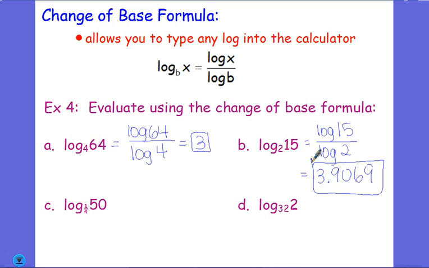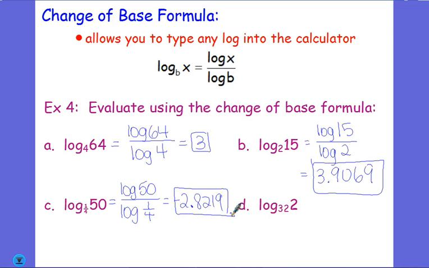Alrighty, so let's see how you did. This one you should have changed to log 50 divided by log 1/4. And if you typed it in the calculator correctly, you should have gotten negative 2.8219. This one you should have written as log 2 divided by log 32. And if you typed it in the calculator correctly, you should have gotten 0.2 exactly.